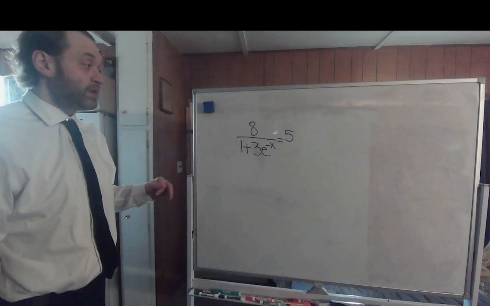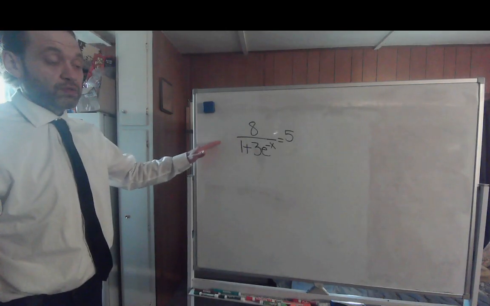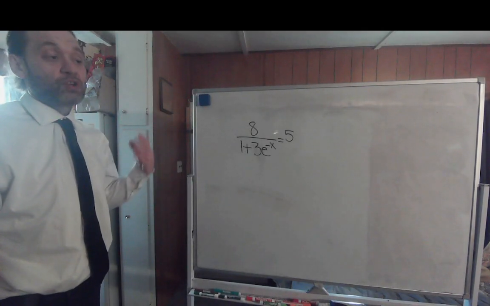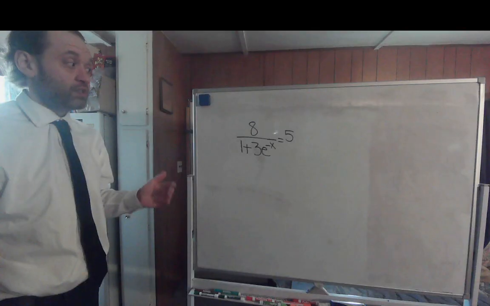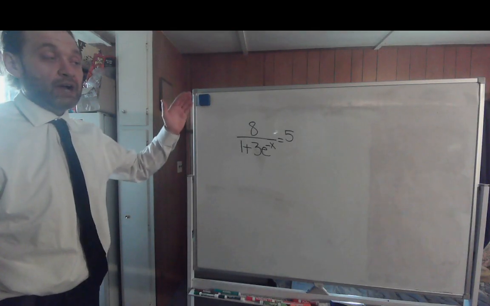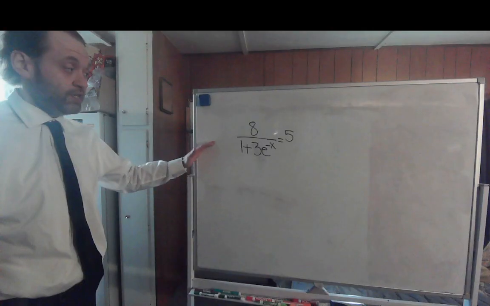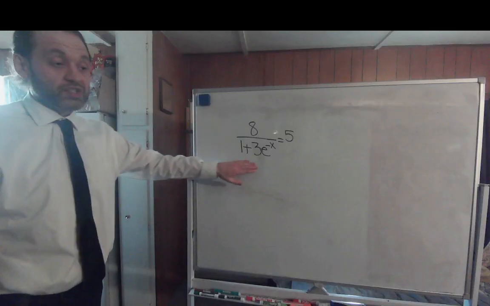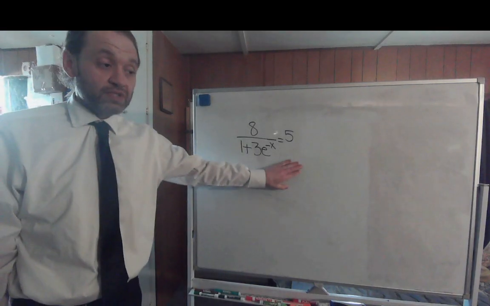So today we are going to solve logistic growth equations. Last lesson you got to see what the graph of logistic growth functions looks like. Now you're going to see how to solve logistic growth equations. So here you have 8 over 1 plus 3e to the negative x equals 5.